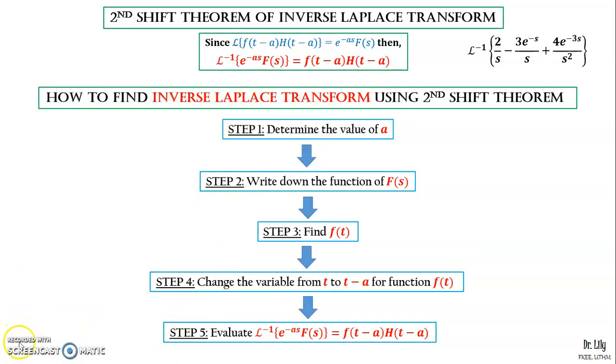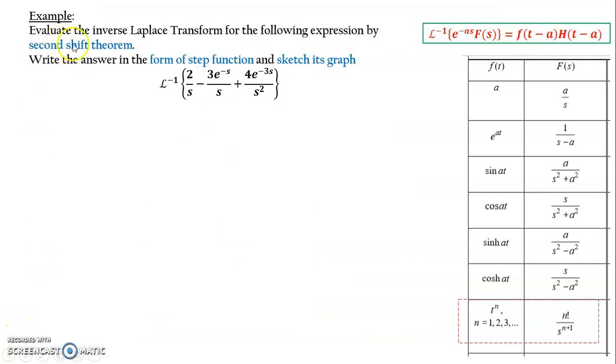For example, evaluate the inverse Laplace transform of the following expression by using the second shift theorem. So this is the second shift theorem. Write your answer in the form of step function and sketch its graph. Meaning that your final answer must be f(t) equals something, in terms of step function, so you must have something multiplied with h(t minus something). So this is the function that you need to evaluate, and we go step by step.